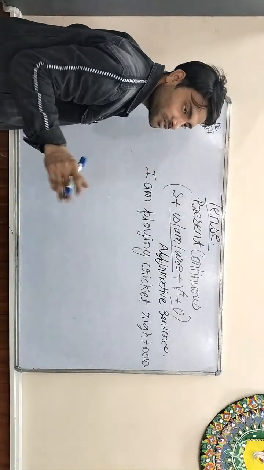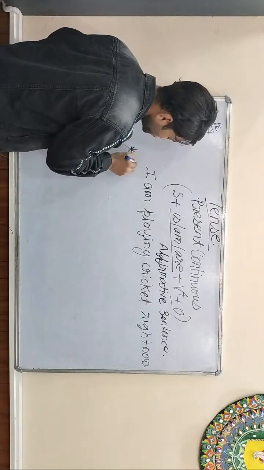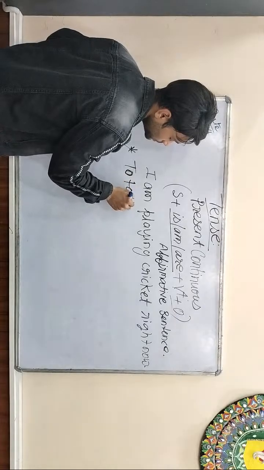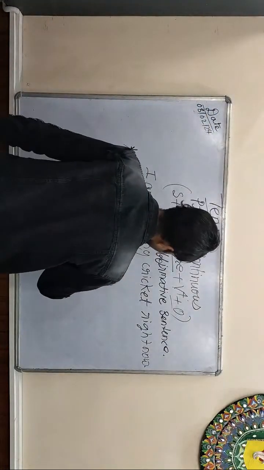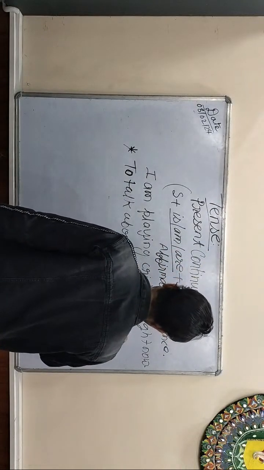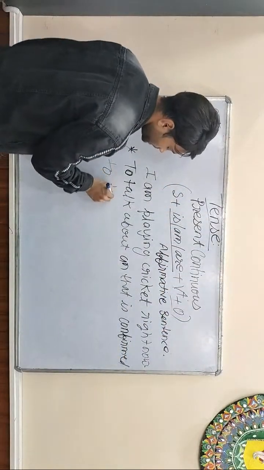Another use of present continuous tense is to talk about an action that is confirmed to take place.